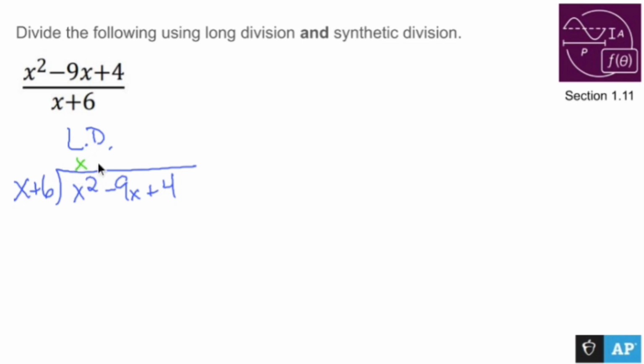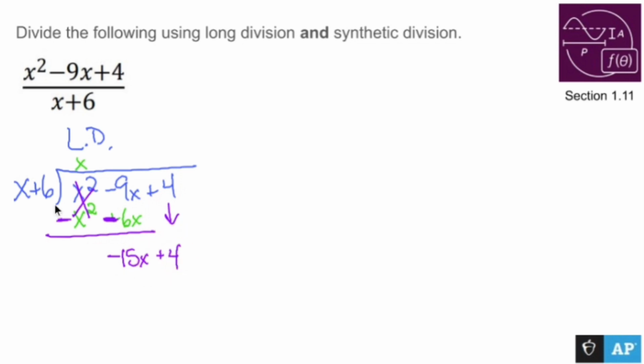Just like regular long division, you take that x and multiply it to your factor. X times x plus 6 is going to be x squared. X times 6 is going to be plus 6x. You take this green line and you subtract the entire line, which means you flip the signs of both of these. So this will always disappear. And now I have negative 9x minus 6x, which is negative 15x. Drop down the plus 4 and repeat the process.